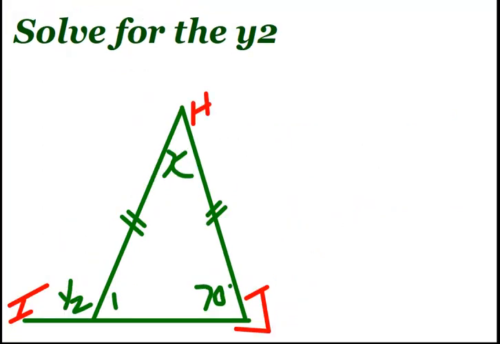Solve for y2. The y2 is right there. So let's solve for it. And looking at this, we can see that we can make use of exterior angles of a triangle, where the two opposite interior angles are x and 70 degrees. But we can see that x is unknown, so we need to get x first before we can get y2. So how do you get x?